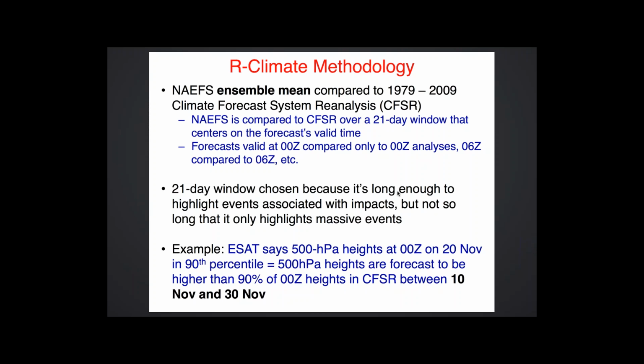To clarify further what exactly this 21-day CFSR climatology means, I have an example. Say the Ensemble Situational Awareness tool is indicating that 500 millibar heights at 0Z on the 20th of November are in the 90th percentile. What that's really saying is that 500 millibar heights are forecasted to be higher than 90% of all 0Z heights in the CFSR between 10 November and 30 November.